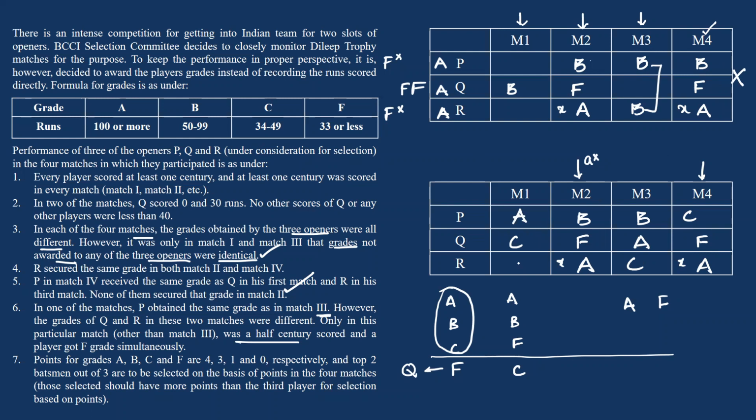And so this cannot be F, this cannot be C, this cannot be A. So this should be B. So these are the grades awarded to each of these 3 players in these 4 matches, and this completes the set. So you need to do this much to answer this question.